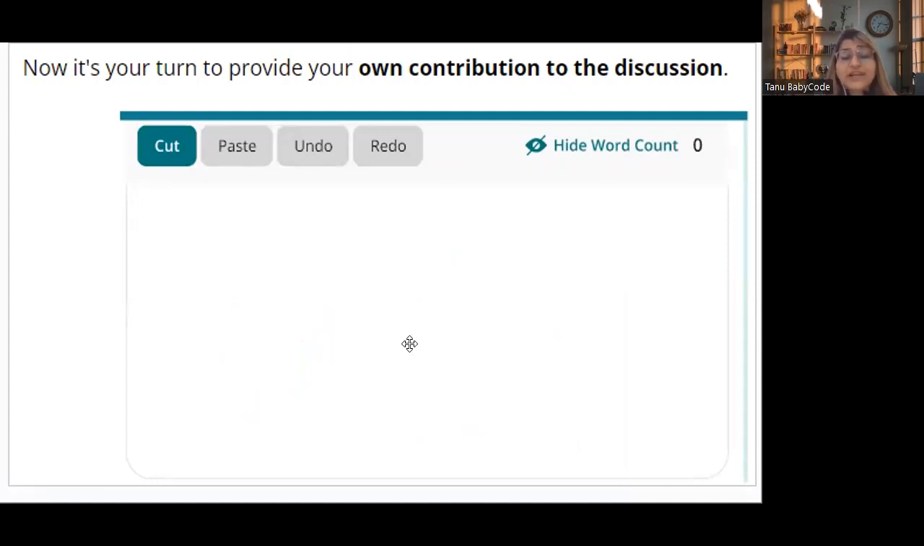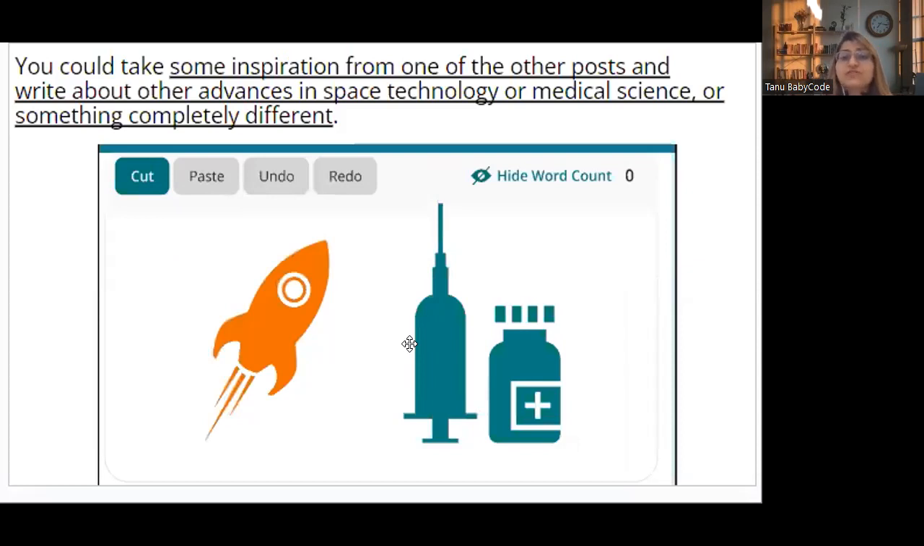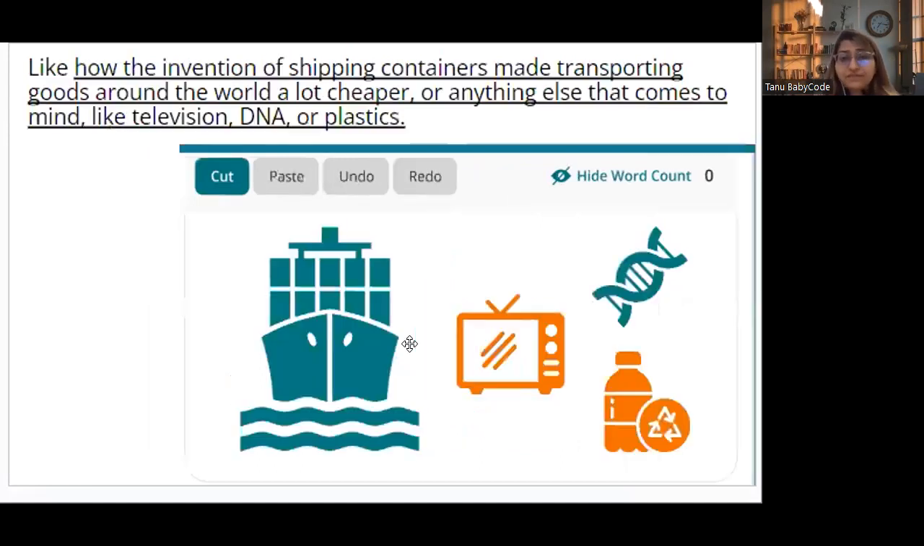For this, you will be provided with 10 minutes. You can take some inspiration from one of the other posts, or you can write about advances in space technology, medical science, or something different, right? Start thinking about your own idea. You can also talk about the invention of shipping containers that made transporting goods around the world a lot cheaper, or anything that comes to mind like television, DNA, plastics, right? So any discoveries, any inventions you can write here.